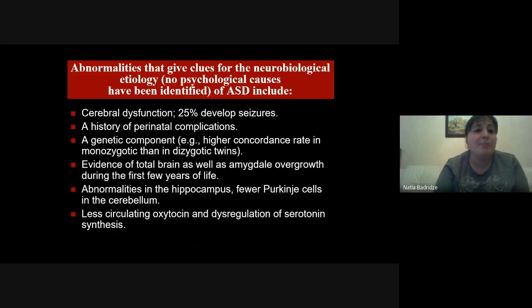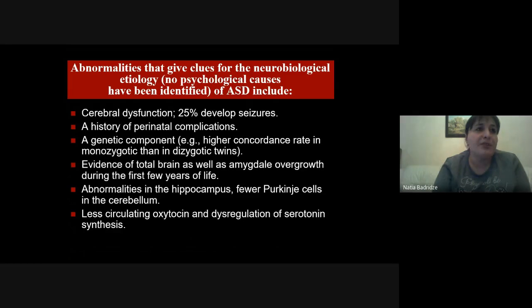So there are some abnormalities in neurobiology which are associated with the etiology of the ASD, and these abnormalities are cerebral dysfunction. 25% of kids develop seizures because of the cerebral dysfunction. There is a history of perinatal complications. Of course, there is a genetic component, as I already mentioned.